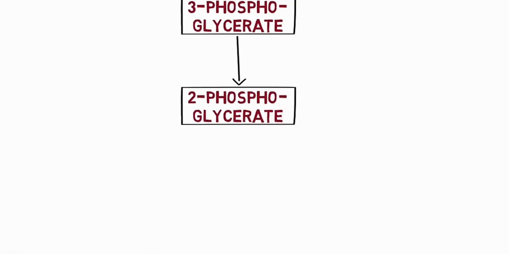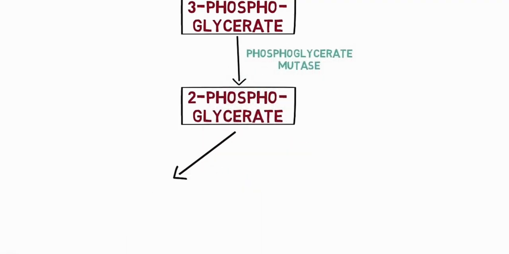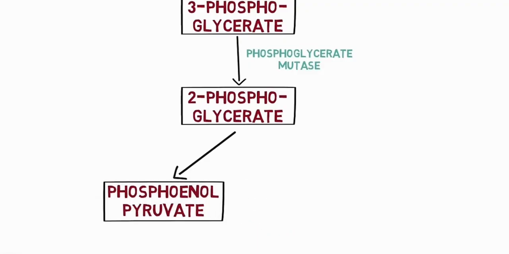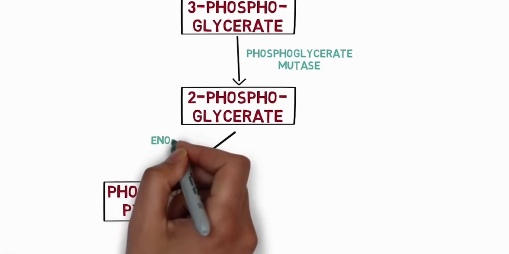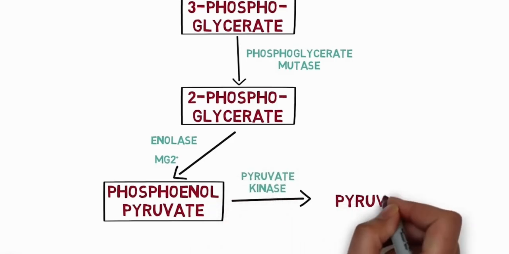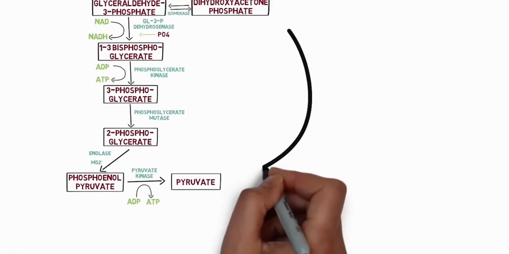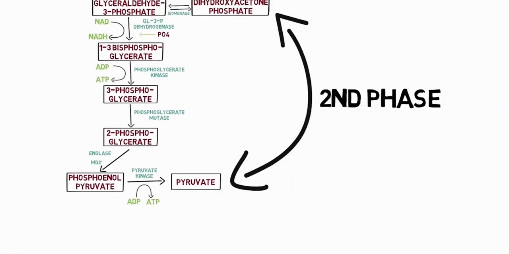Next, 3-phosphoglycerate is converted into 2-phosphoglycerate. This is a simple rearrangement reaction that happens with the enzyme phosphoglycerate mutase. Next, 2-phosphoglycerate is converted into phosphoenolpyruvate. The enzyme involved is enolase, and a magnesium ion also helps in this. In the final step of glycolysis, phosphoenolpyruvate is converted into pyruvate with the help of pyruvate kinase. In this, ADP is converted into ATP. This all composes the second phase of glycolysis.